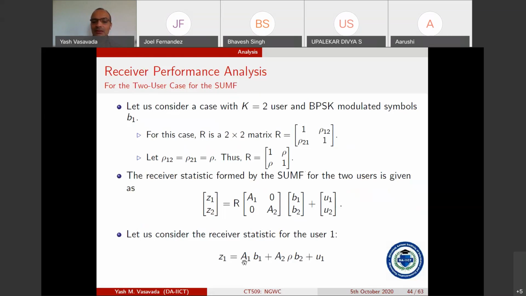So Anudeep gave the answer, and I think Arushi also said the same thing. Basically, first of all, we are fixing B2 to be 1, and now we are trying to determine the error probability. That probability for the case when B1 is also 1 will be given by a Gaussian PDF whose mean is A1 plus A2 rho. What will be the standard deviation? It will be the standard deviation of U1.